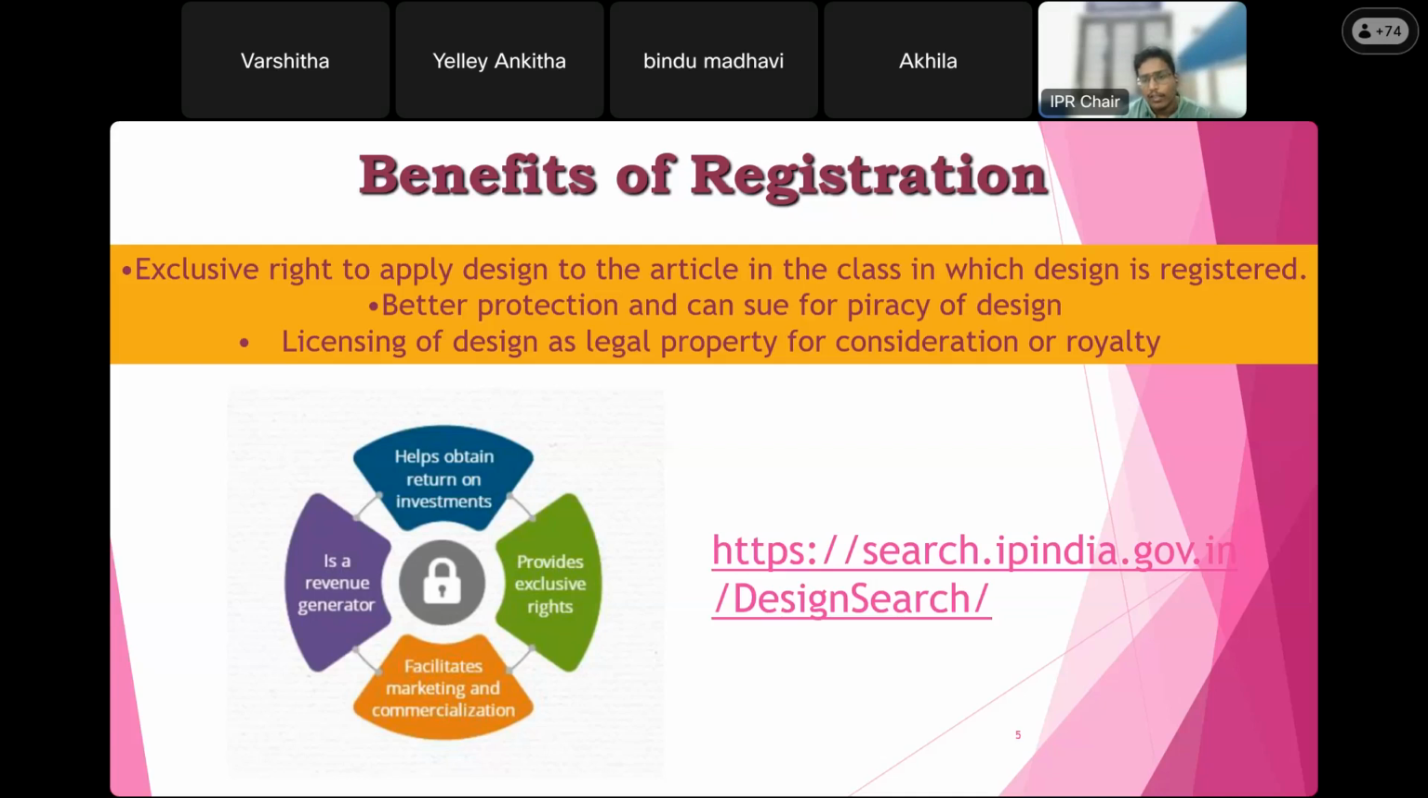So you can see how you can search the registration. I mean, how you can see your registered design. So this is the link, search.ipindia.gov.in design search. So I will show how to search your design. Imagine if the design is registered.